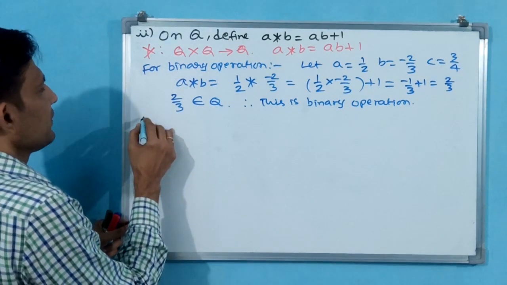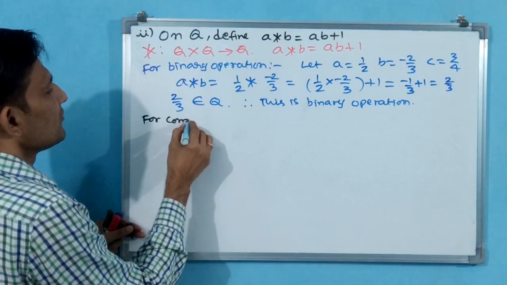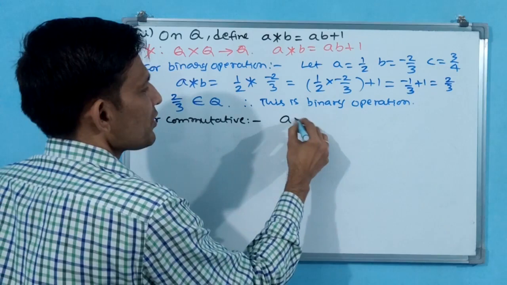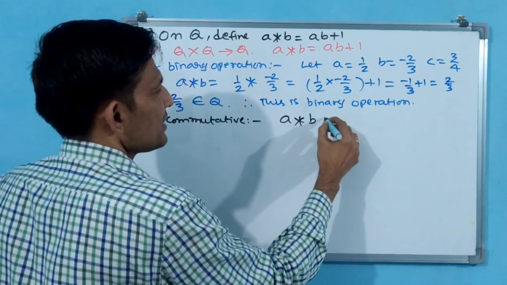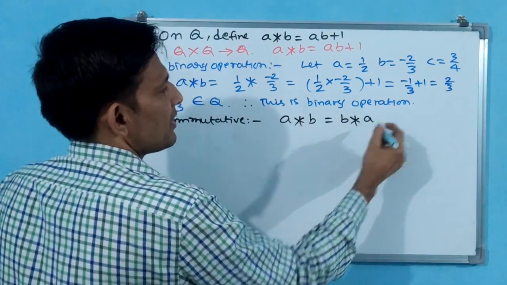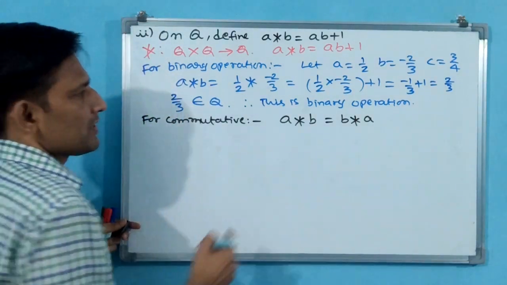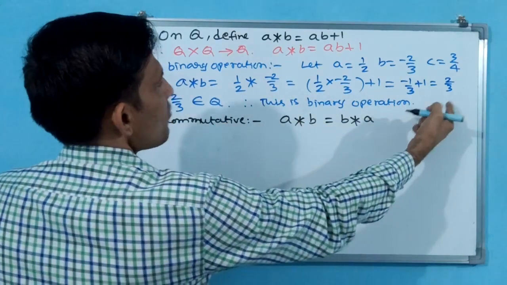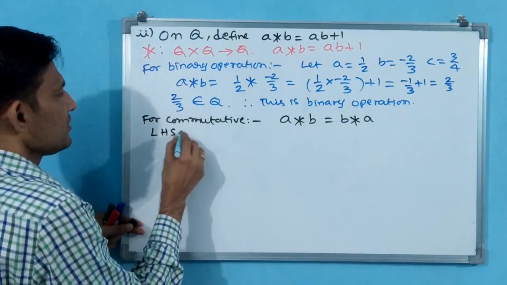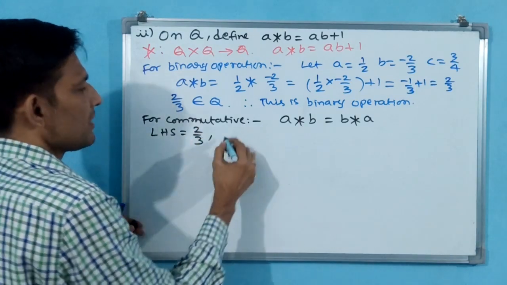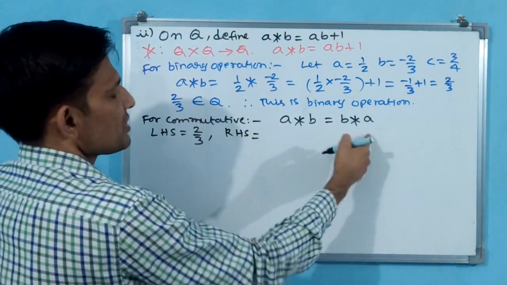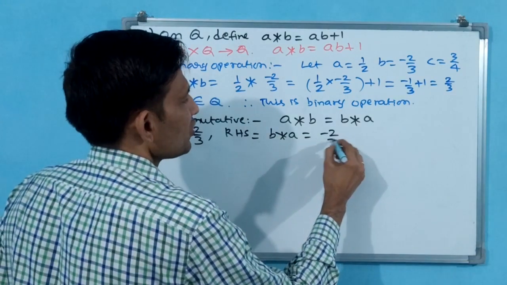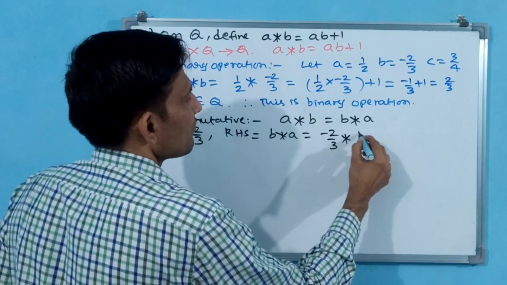Now write, for commutative. For commutative, what will be the property? A star B is equal to B star A. We know the LHS already: A star B we have as 2 by 3. LHS is equal to 2 by 3. RHS, you take now, B star A. B star A is equal to, B is how much? Minus 2 by 3 star 1 by 2.